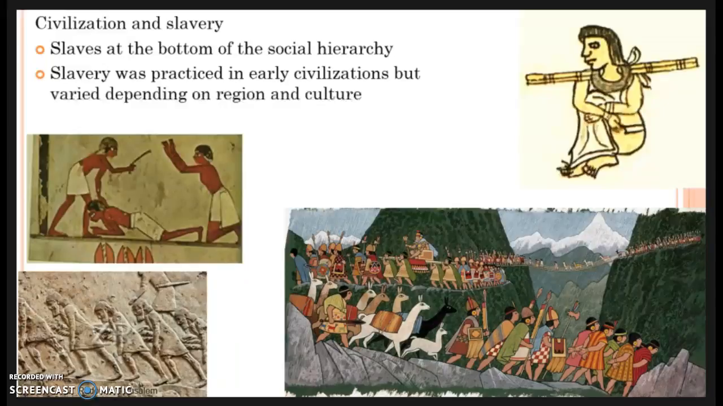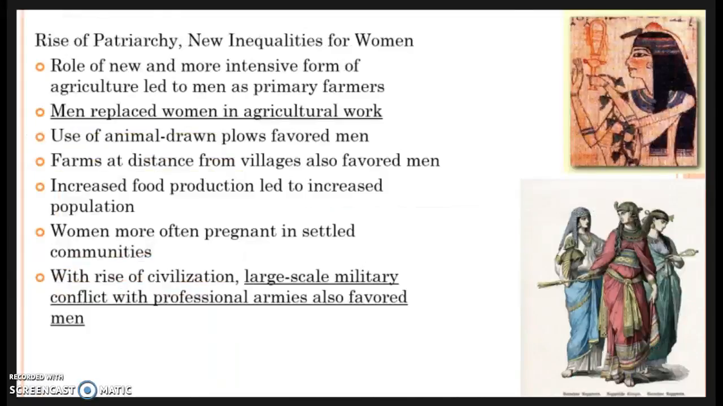Instead, what China does is they use their free commoner population to complete that manual labor, to complete that physical labor that slaves were used to do in Teotihuacan and in Mesopotamia.